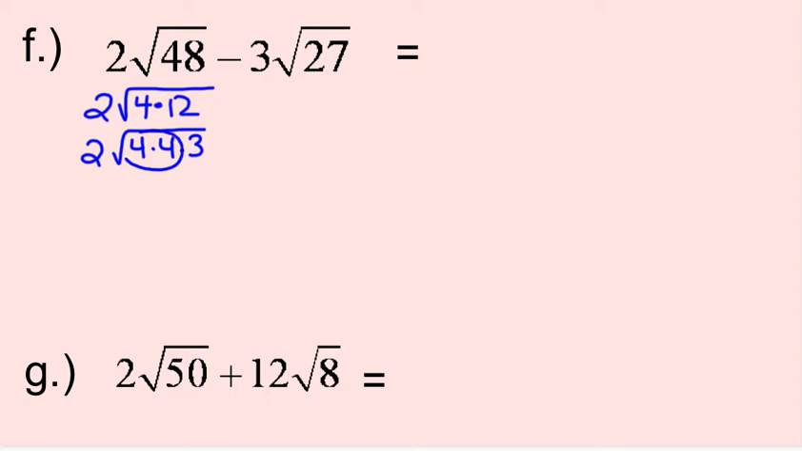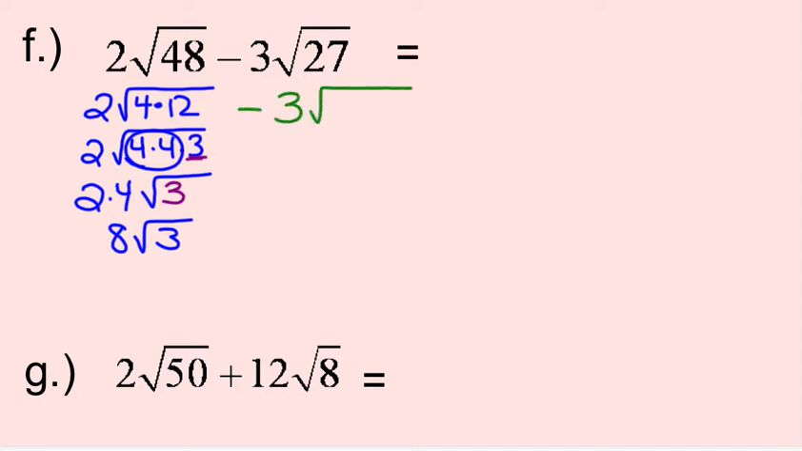Now notice what you have is a pair. So you can bring that out in front. And then your leftovers are your 3. So I'm just going to go ahead and multiply the 2 and the 4 in front, which is 8, and then square roots of 3. All right, now let's move on to the second term. We're going to break down 27.